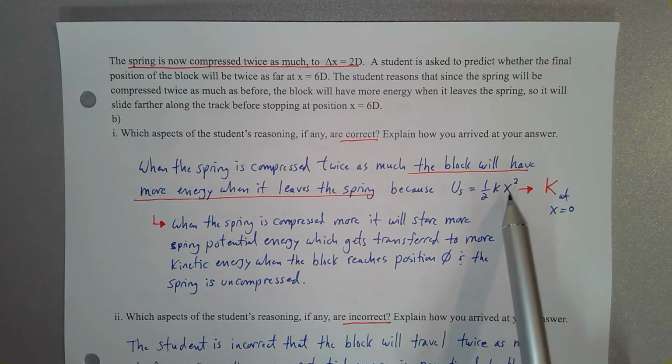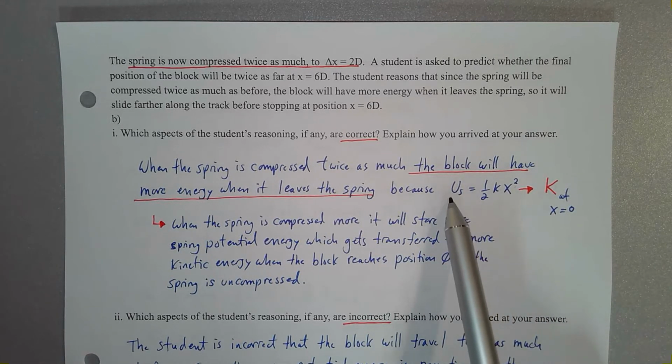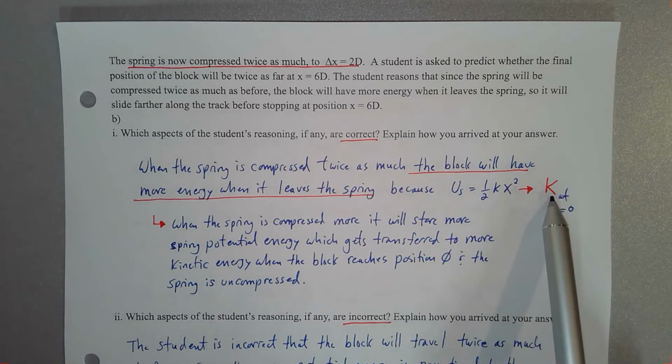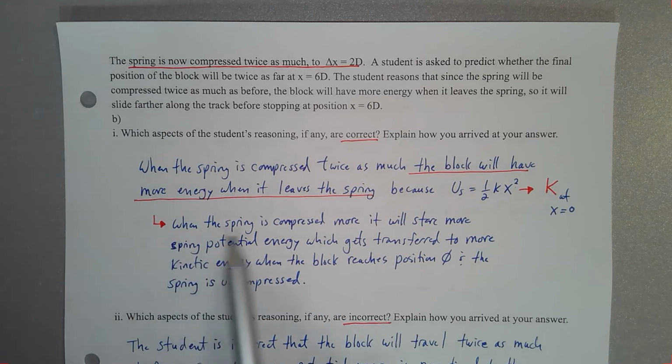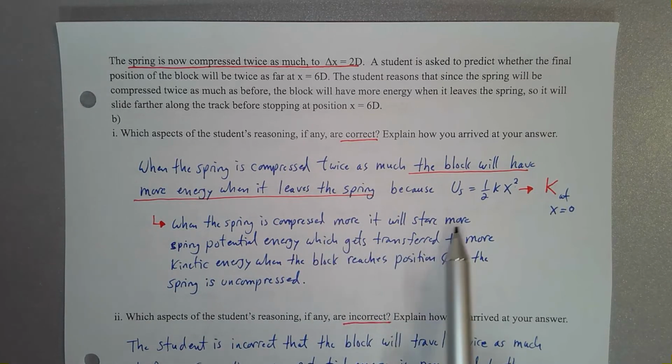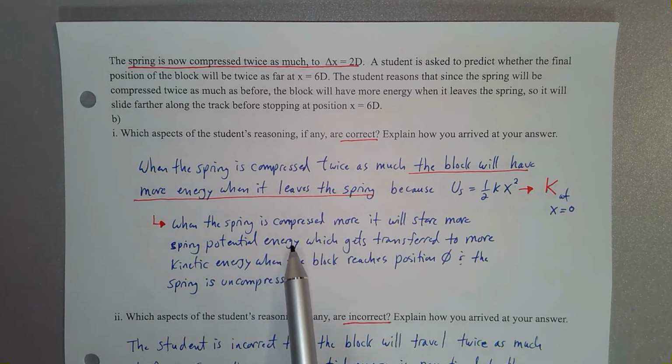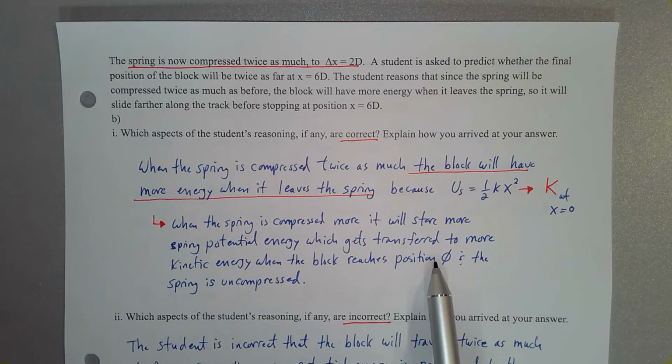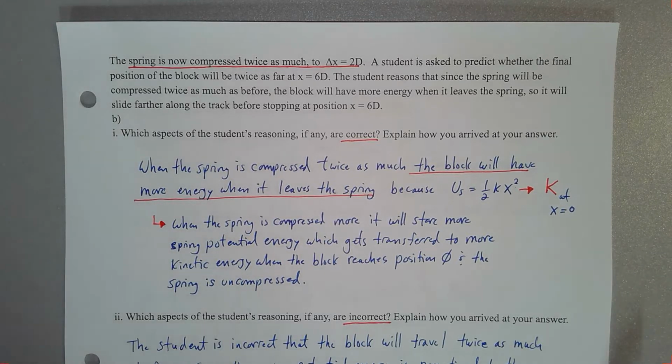So if x gets bigger, spring potential energy gets bigger, therefore the maximum kinetic energy of the block will also be larger. So you can say that when the spring is compressed more, it will store more spring potential energy, which gets transferred to more kinetic energy when the block reaches a position of 0 and the spring is uncompressed. So that is a correct part of the student's reasoning.